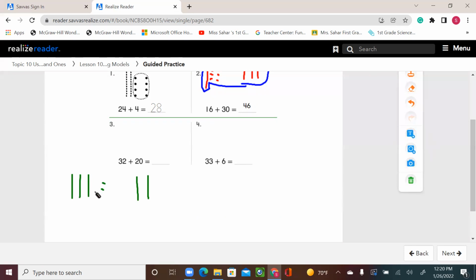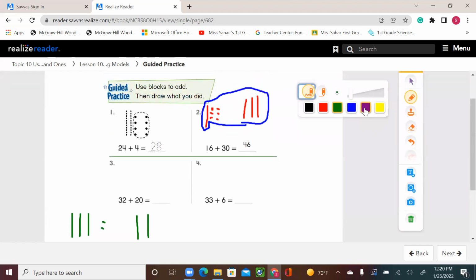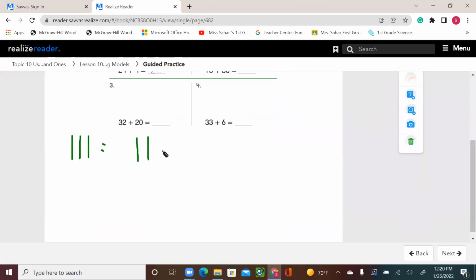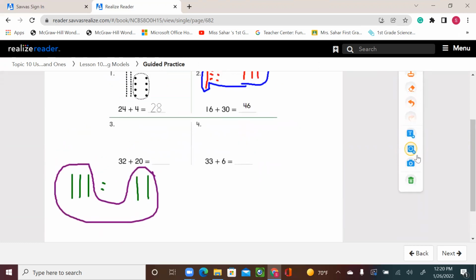So what do I have? I have 3 tens and 2 tens. 30 and 20. 30 plus 20 equals 50. How many ones do I have? 2. So 52. So here I'm putting my ones separate and the tens together. So I have 5 tens and 2 ones, 52. So let's write this down.